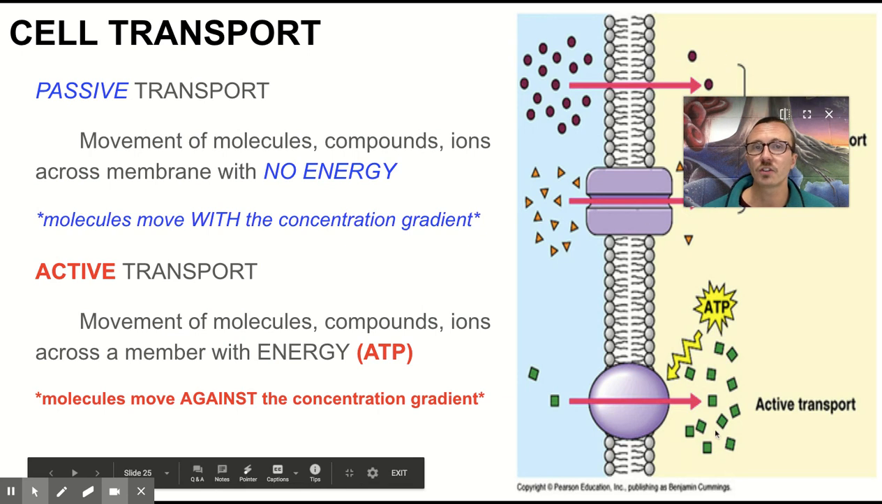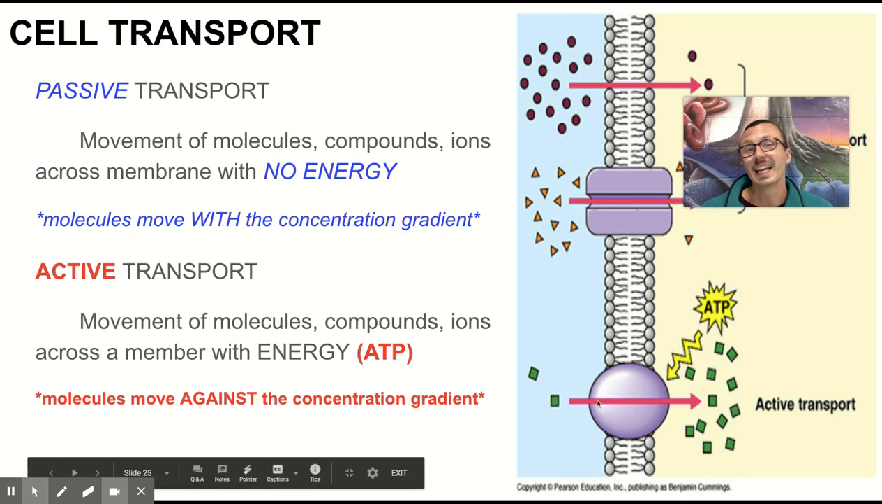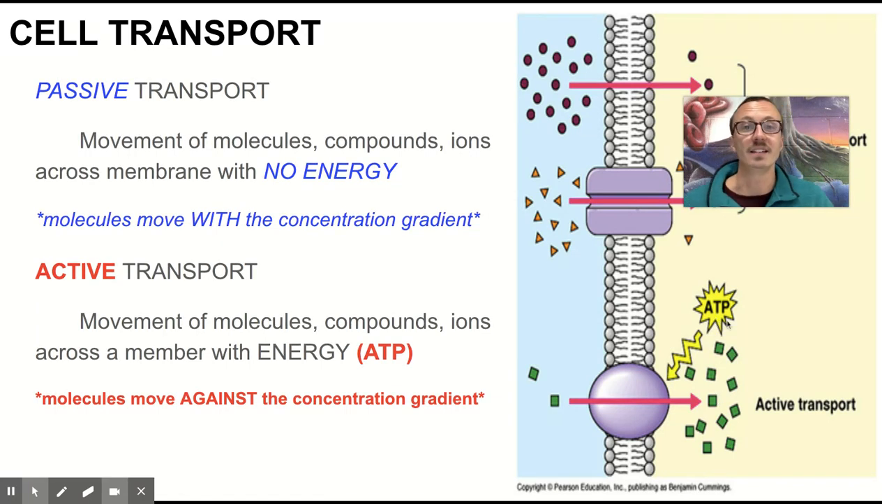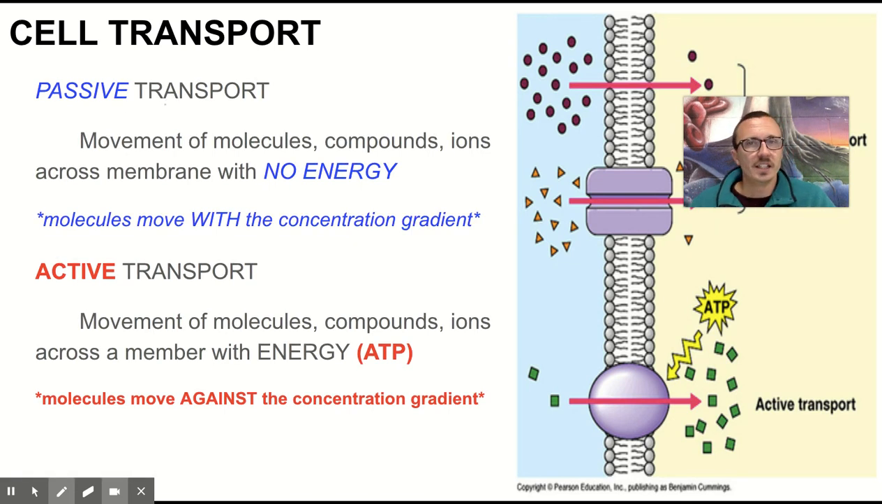But sometimes our cells want to move things and keep them concentrated either inside of the cell or outside of the cell. And to do this, it needs to go against the grain, if you will, and that requires energy in the form of ATP. So hey, now we're finally seeing why we need to make all that ATP during cellular respiration. Now, to help you remember the difference, just remember passive, right? There's no energy. You don't need energy. Active, you need energy.